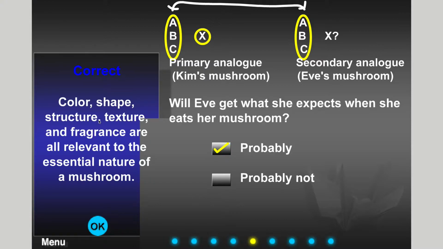Yeah, color, shape, texture, and so on are all relevant to the essential nature of a mushroom, right? If you're looking to see what kind of mushroom it is, which is probably not a conversation you have that often, you look to its shape, you look to its color, you look to its smell, you look to its potential size, and so on.